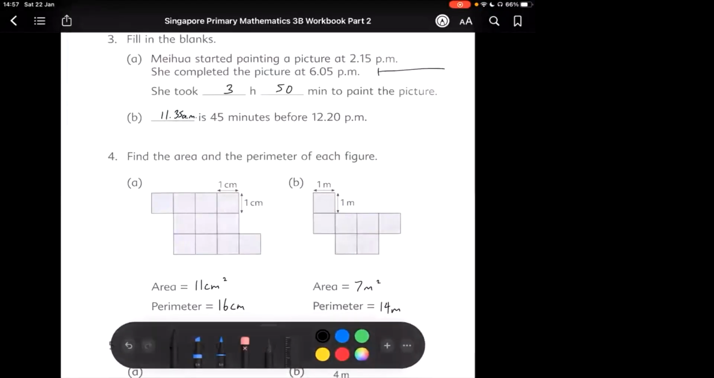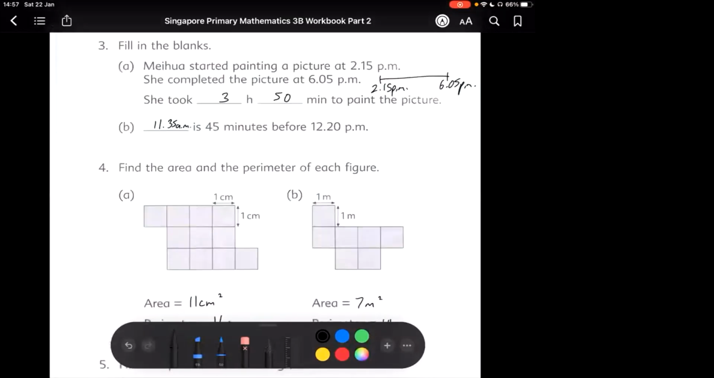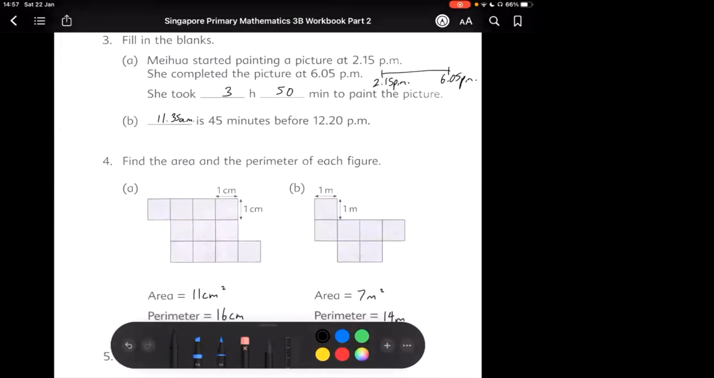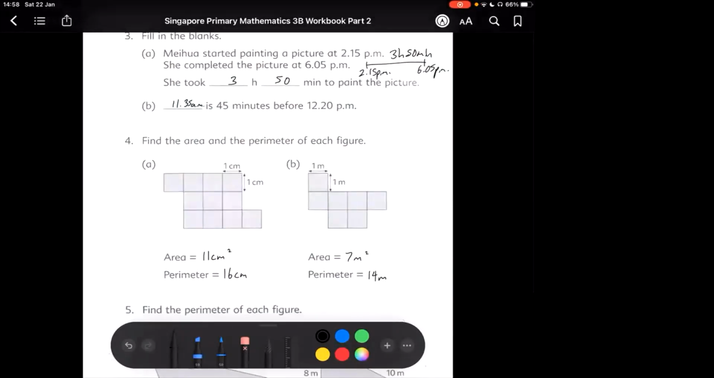This one you also should be drawing a timeline. 2:15 p.m. 6:05 p.m. The PM's pretty important, so don't forget it. And here we just, yeah, it's 3 hours and 50 minutes. I think you guys should know how to do this, so I won't go in depth. 45 minutes. Yeah, this one, just draw another timeline.